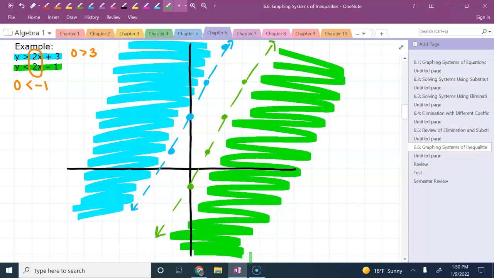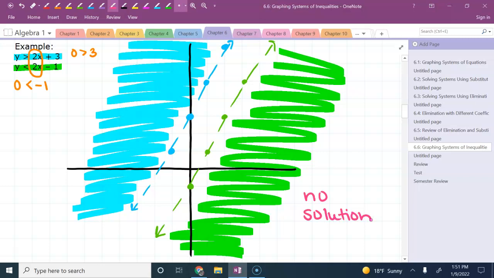So when you look at this one, they don't overlap. The only space that they could overlap is if one of these had started to shade like in the middle of these lines and then went over to the other side. So they don't share anything for this one. So for this one, we are still going to say that there's no solution because they don't share any of that shaded region.